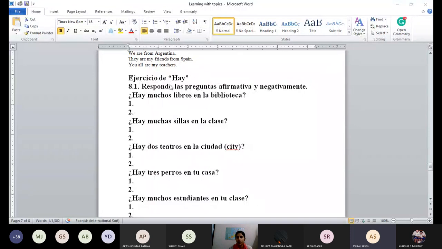Okay. So now we have one exercise where you will be clear what to do. So for example, "responde las preguntas," no? You have to answer the questions affirmatively or negatively. So there is one question. "¿Hay muchos libros en la biblioteca?" where "muchos" is many, okay, many books. Hay muchos libros en la biblioteca. So your answer could be yes, there are many books in the library. Or your answer can be no, there are not many books in the library. So the first one is yes, there are many books in the library. How will you answer that?